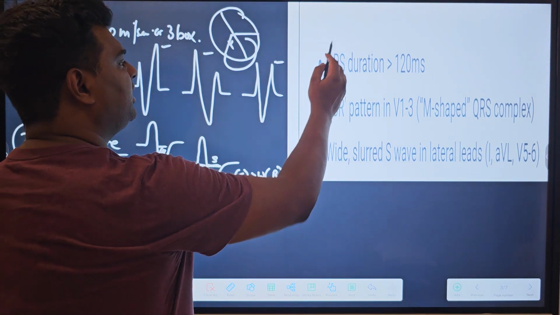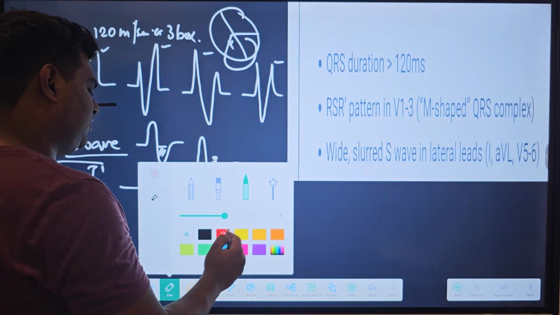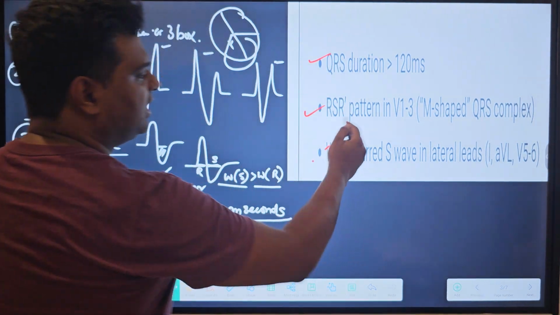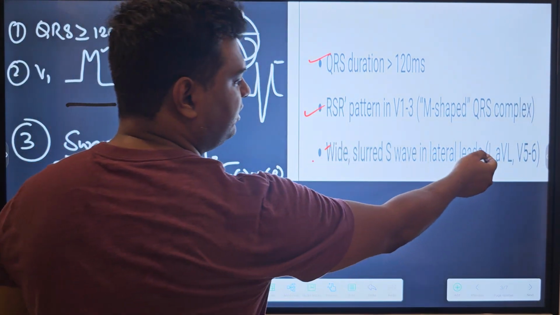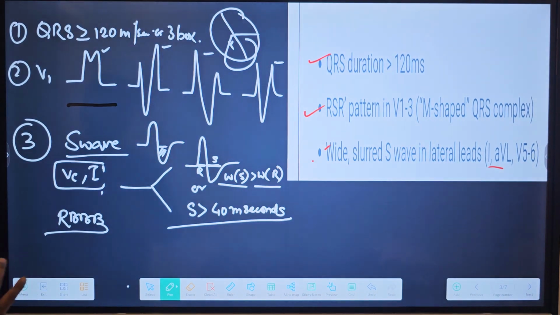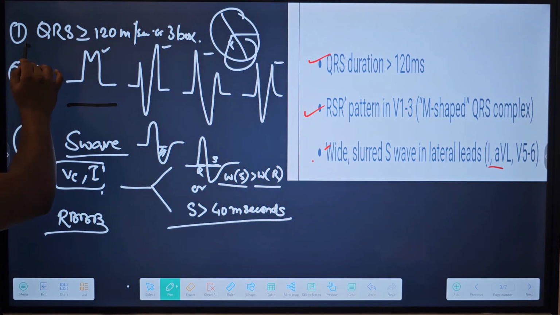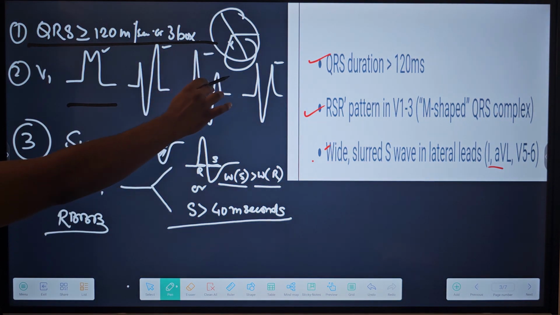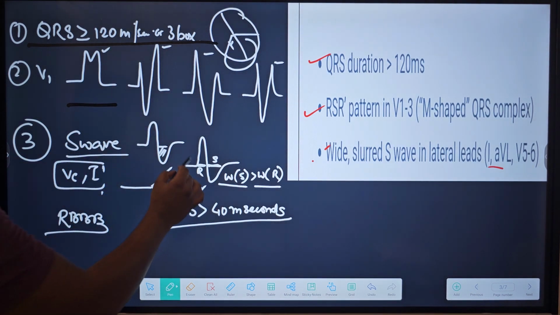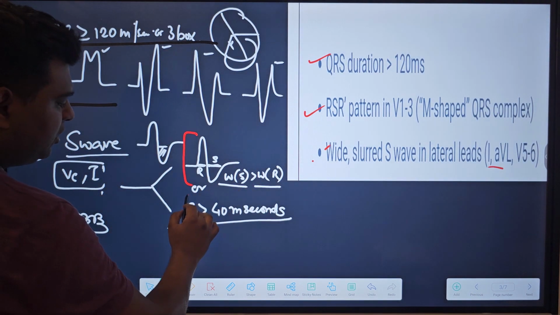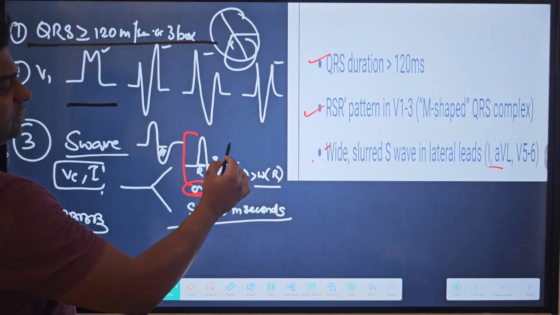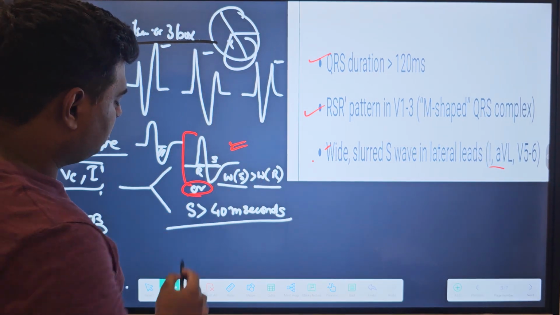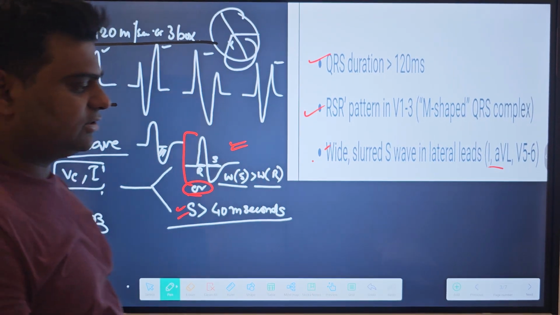This is written in books as RSR pattern or wide slurred S wave in the lateral lead. But I am telling you the exact criteria: QRS more than 120 milliseconds, with any of the patterns in V1 V2 or the S wave. This is very important. Any of them can be present: the width of the S wave more than the R wave, or the S wave more than 40 milliseconds.